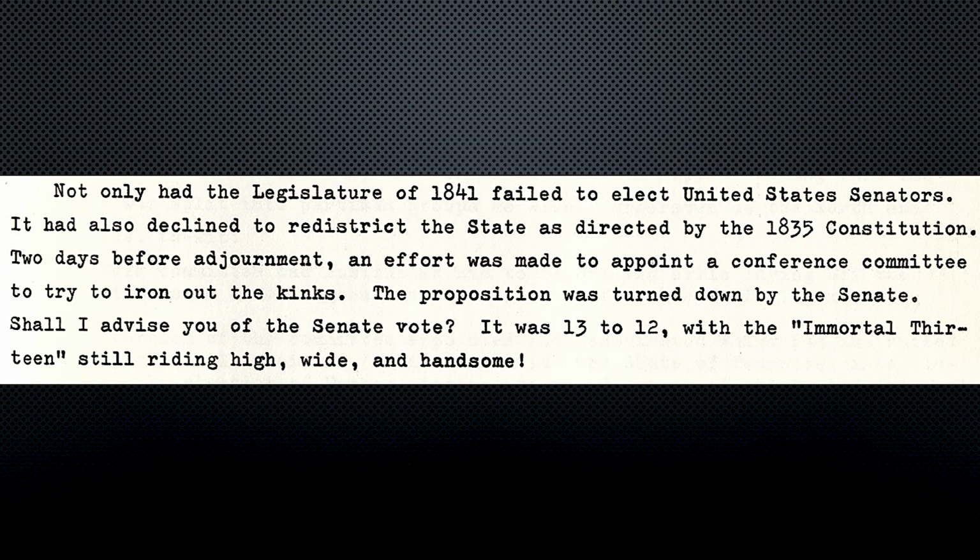The Immortal 13 also blocked all efforts at legislative redistricting. Not only had the legislature of 1841 failed to elect United States senators, it had also declined to redistrict the state as directed by the 1835 Constitution. 2 days before adjournment, an effort was made to appoint a conference committee to try to iron out the kinks. The proposition was turned down by the Senate. Shall I advise you of the vote? It was 13-12, with the Immortal 13 still riding high, wide, and handsome.